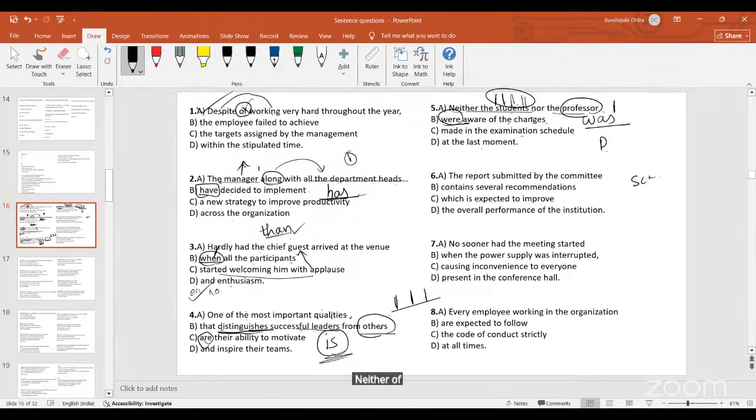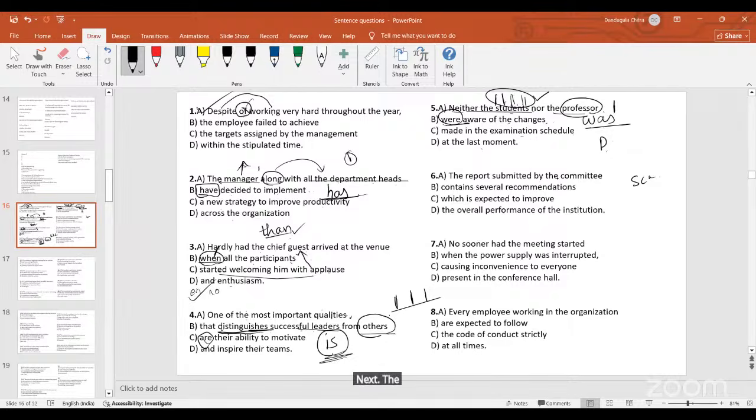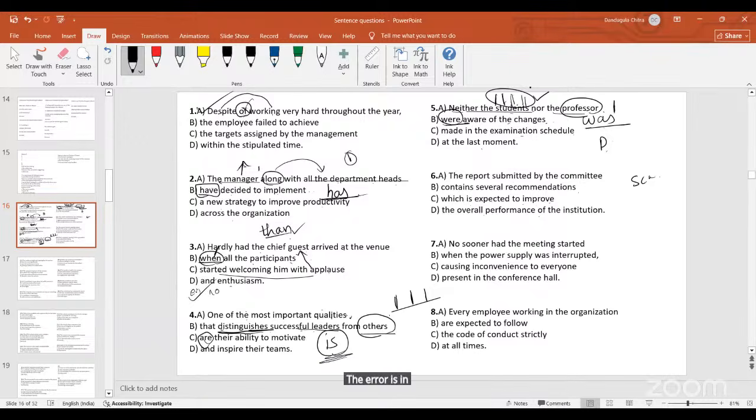Neither of the students nor the professor was aware of the changes, because here we are considering them as individual persons or singular persons. Next, the report submitted by the committee contains several recommendations which is expected to improve the overall performance of the institution. The error is in option C, sir, which are expected to improve the overall performance of the institution. Why are? Here we are talking about recommendations. As you can see, recommendations is a plural word, so we use are. Here what is referring to is recommendations. So recommendation is in the plural form. So instead of is, we should put are, as are is used for plural things.